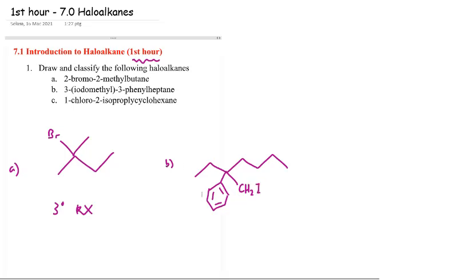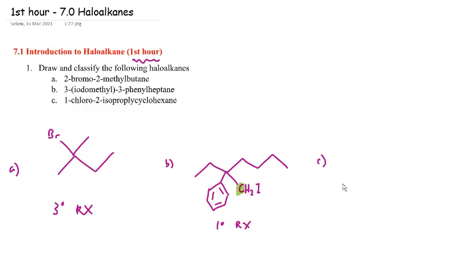To classify this haloalkane, we focus on the carbon that is attached to the halogen. In this question, the halogen iodine is directly attached to this carbon. Then this carbon only has 1 carbon neighbor. Therefore, it is a primary haloalkane.